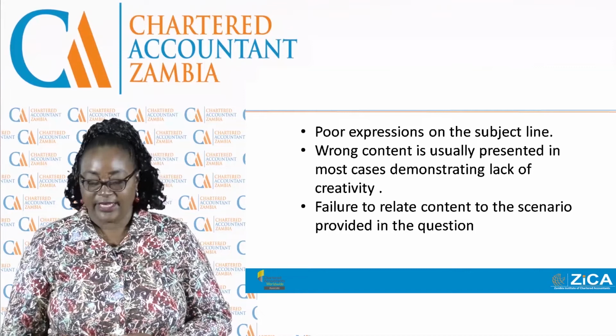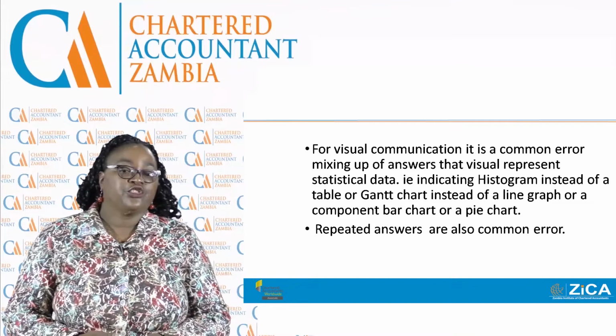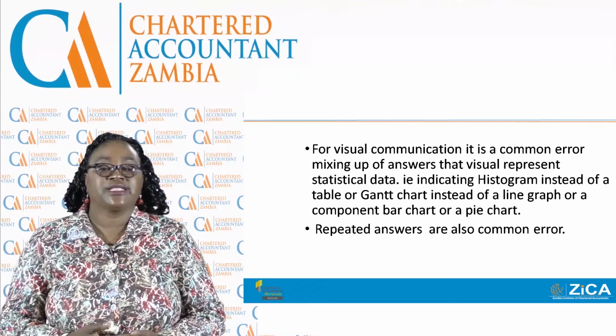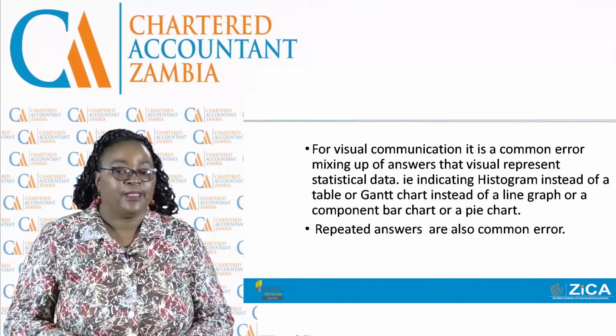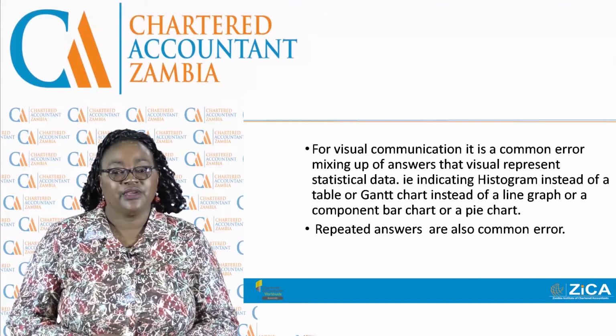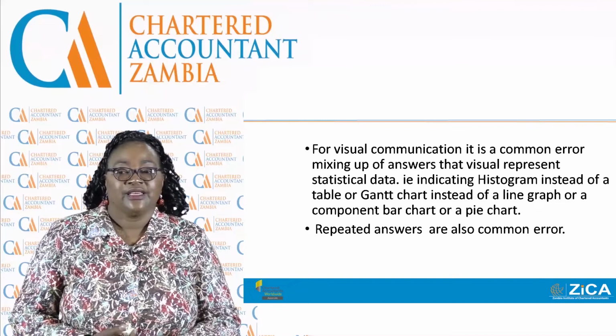There are topics like visual communication. It is very common to find candidates who mix up answers, especially for statistical data. When they are required to present perhaps a pie chart, they'll present a table. When they are required to present a Gantt chart, they'll present maybe a line graph or anything else.